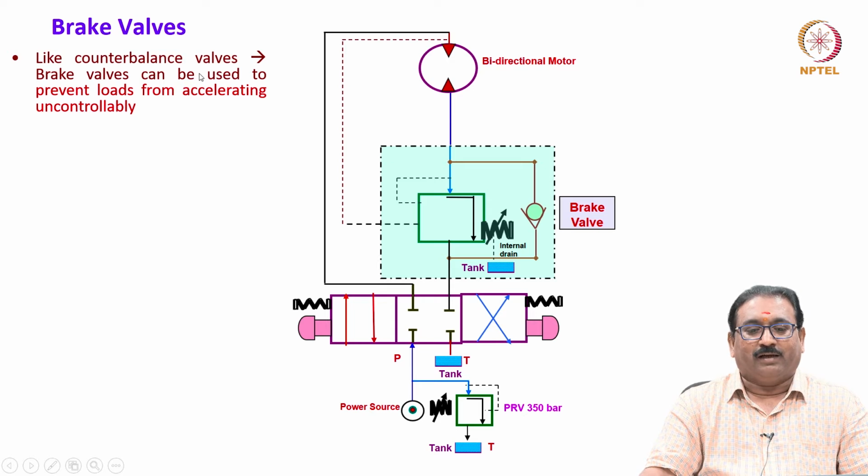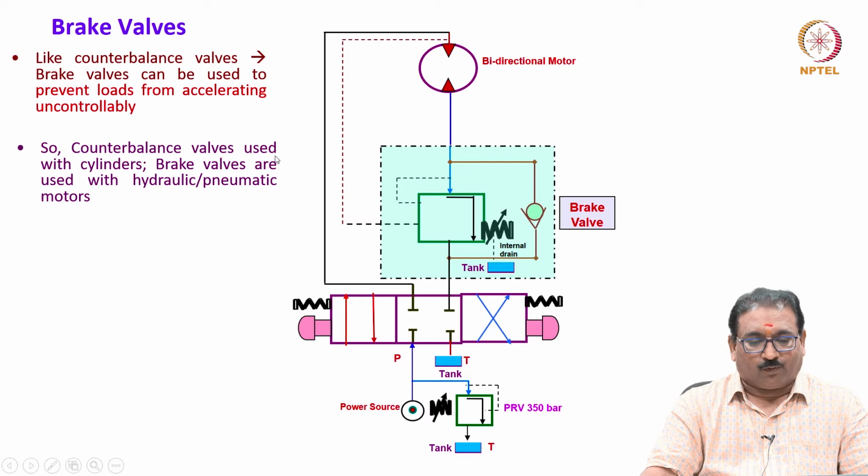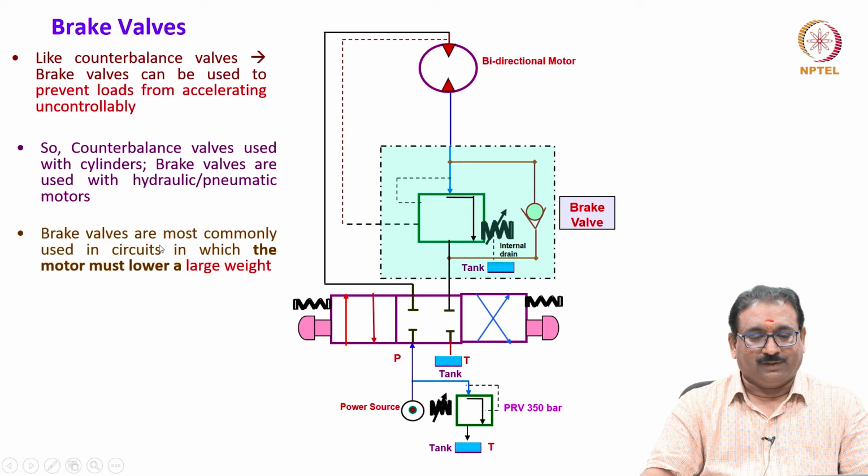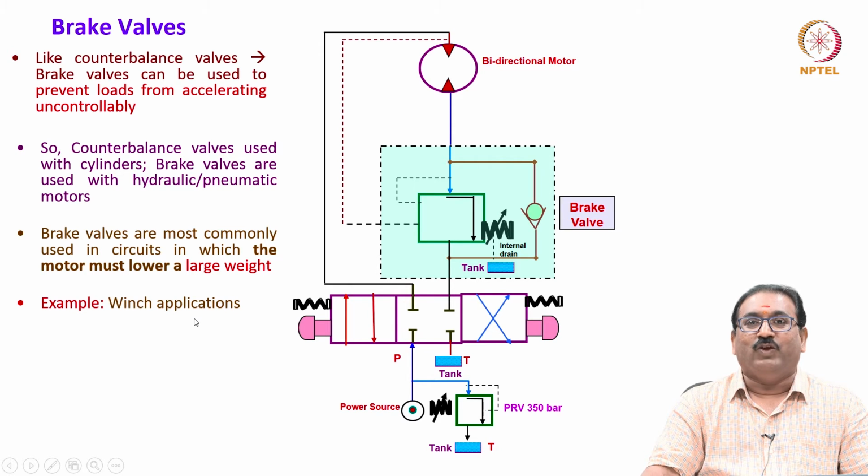Likewise, like counterbalance valves, brake valves can be used to prevent loads from accelerating uncontrollably. Counterbalance valves are used with cylinders; brake valves are used with hydraulic or pneumatic motors. If you are controlling the motor, it is known as a brake valve. If you are controlling the cylinder, it is known as a counterbalance valve. Brake valves are most commonly used in circuits in which the motor must lower a large weight, for example, winch applications.